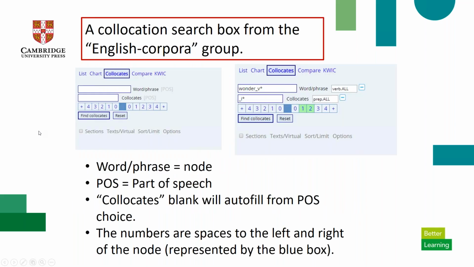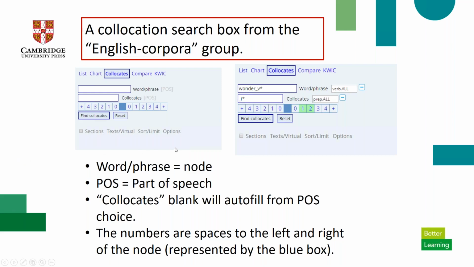Now, one of the things that I wanted to do here was to show a search box from one of the more familiar corpus tools. Some of you may be familiar with the English corpora group. It's the group of corpus tools that used to be under the byu.edu domain. I'm showing you this search tool not only because I'll eventually come back to it and show you how it's useful in our questioning strategy, but it also illustrates some things that we need to know about collocations.